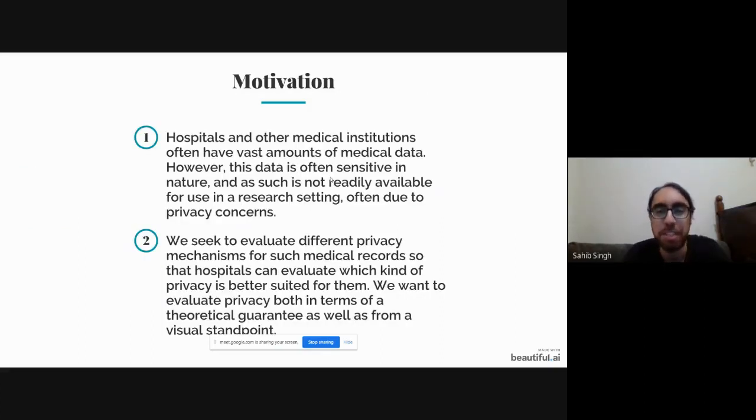So the motivation behind this. We see that hospitals and other medical institutions have a huge amount of medical data, but this data is quite sensitive, hence it cannot be readily used because of privacy concerns. So we were seeking to evaluate different DP mechanisms where we can ensure some level of privacy, and this way the hospitals can also share that data for research purposes, while knowing exactly what the theoretical guarantee is in terms of privacy.